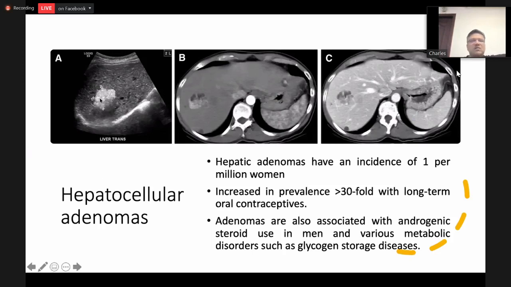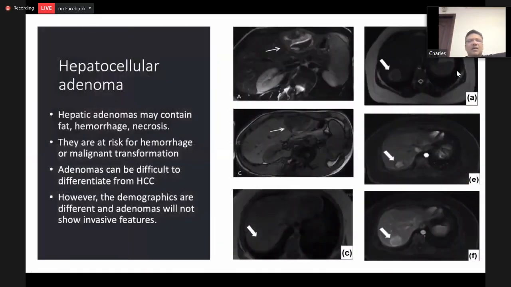If you make the diagnosis and do the dietary modifications, the hepatocellular adenomas resolve. Here the lesions may be hyper or heteroechoic, and in CT you see heterogeneously enhancing lesions in the arterial phase, and at times you may see washout, making it very difficult to differentiate from a hepatocellular carcinoma without a biopsy. And hepatocellular adenomas can contain fat, hemorrhage, or necrosis.